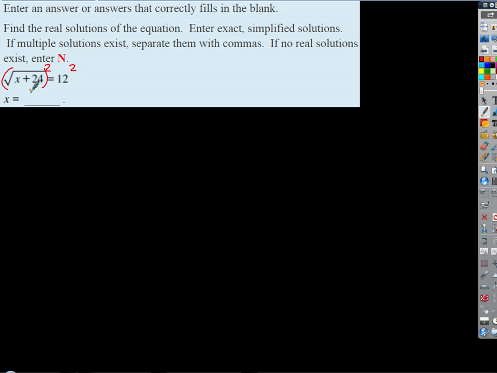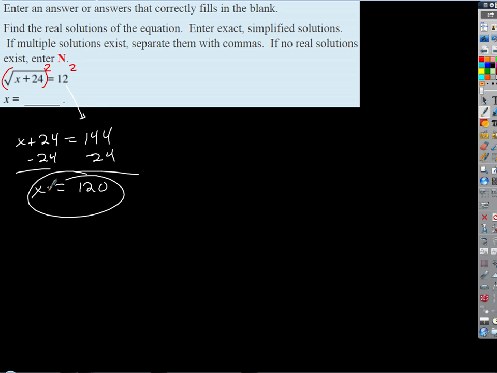If I square the left side, it undoes the radical, and so I end up with just plain old x plus 24. On the right side, I end up with 12 squared, which is 144. So there's only one step left here, and that is to subtract 24 from both sides, and I get x equals positive 120.